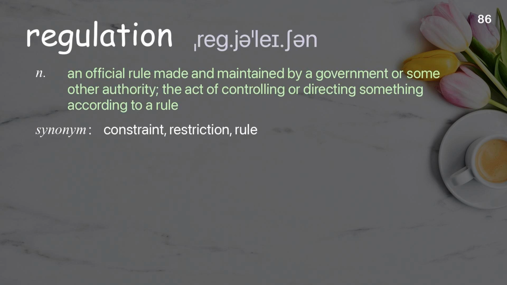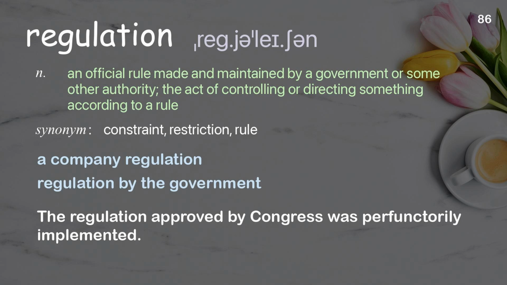Regulation: An official rule made and maintained by a government or some other authority, the act of controlling or directing something according to a rule. Examples: A company regulation. Regulation by the government. The regulation approved by Congress was perfunctorily implemented.